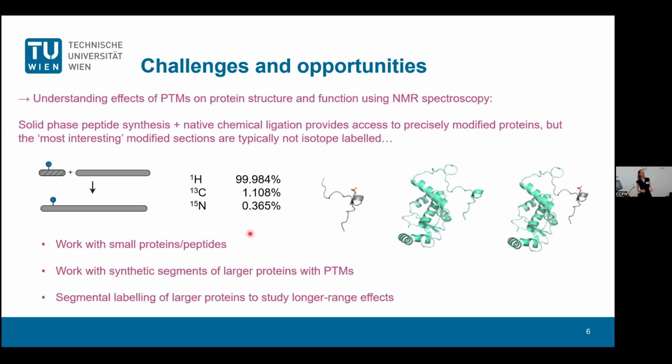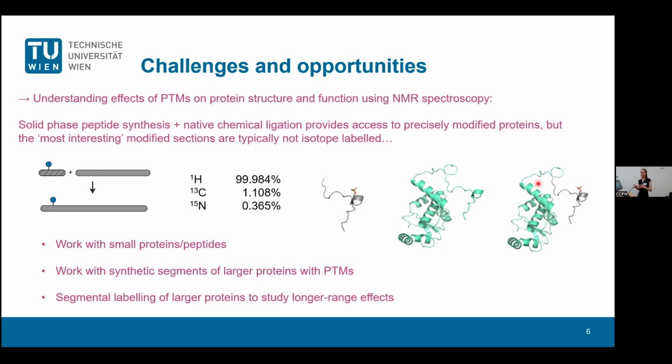Or we can turn to segmental labeling. And here we come back to native chemical ligation, because this we, again, kind of get for free. Because if we're already making our protein out of bits and pieces of synthetic and recombinant bits, we can then mix and match labeled and non-labeled segments. So this can be an approach in that we could, for example, synthesize the segment of our protein with the modification, and then ligate it to the rest of the protein expressed usually in E. coli, which we can label using standard fashion.